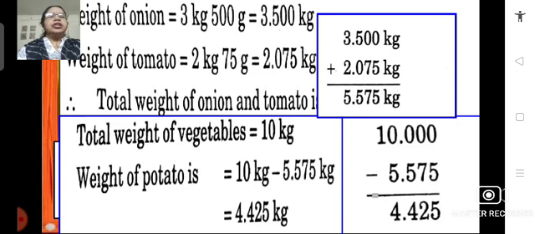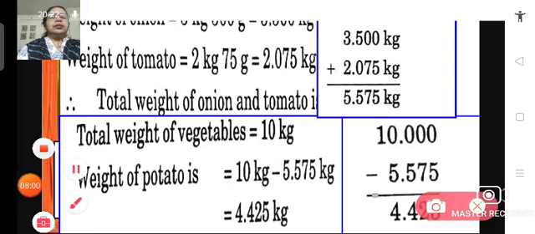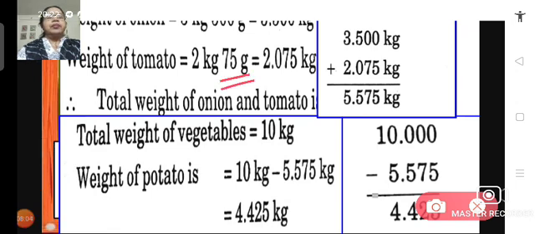2.075 kilograms. Children, you have to be very careful while converting the grams into kilograms, isn't it? Here we have 75 grams. That means it will be 0.075 kilograms. It will not be 0.750 kilograms. Okay, you have to be very careful about this.